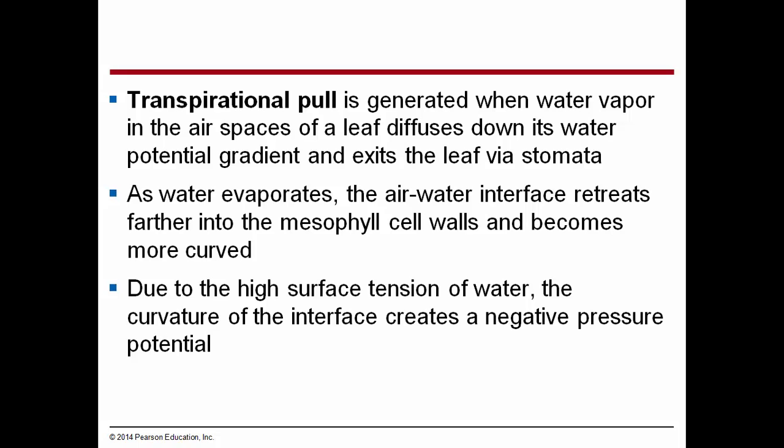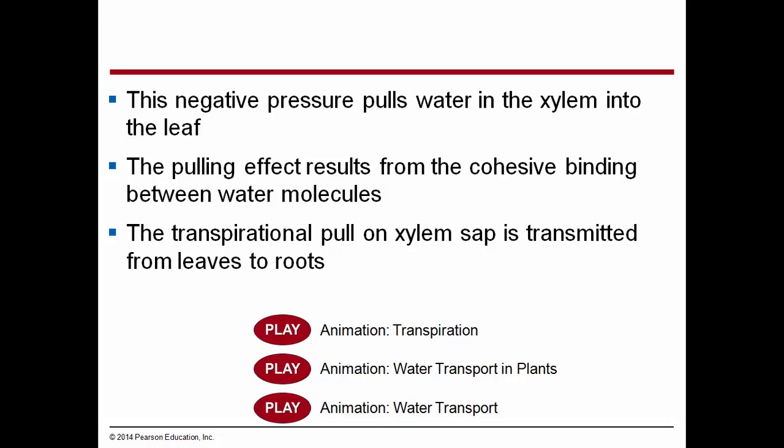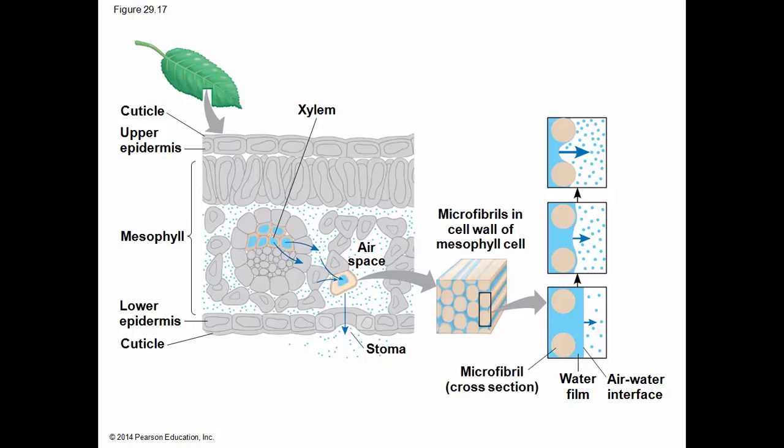Okay, so at first, the water vapor is lost. Transpiration is replaced by evaporation from the water film that coats the mesophyll cells. And then, the evaporation from the water film causes the air-water interface to retreat further into the cell wall and become more curved. The curvature increases the surface tension and therefore the rate of transpiration. So the more that the water is needed, the more pressure it puts on, drawing up more water from the roots.